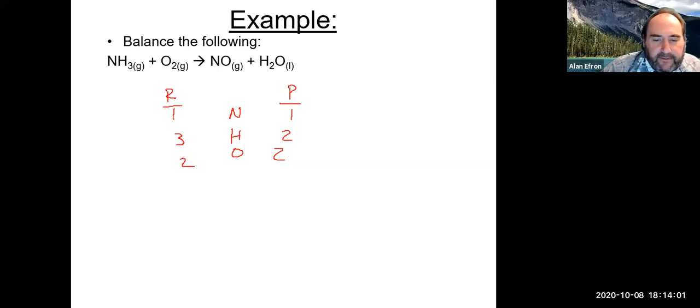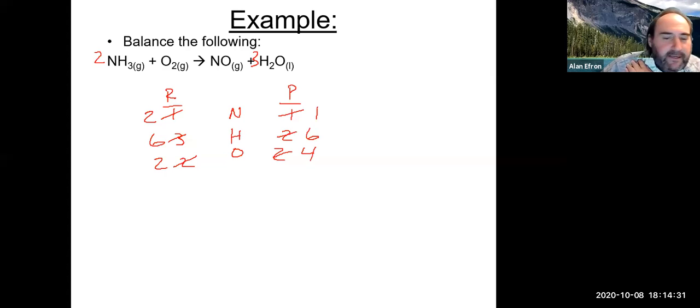So in this particular case, we probably want to fix it by going with 6. So to get our hydrogens on the left to 6, we need a 2. To get our hydrogens on the right to 6, we need a 3 squeezed in there. That's going to give us 2 nitrogen, 6 hydrogen, and 2 more oxygens. On the right-hand side, 1 nitrogen, 6 hydrogens, and a lot of oxygens there, 4 it looks like. So we fixed the hydrogen and pretty much screwed up everything else there.